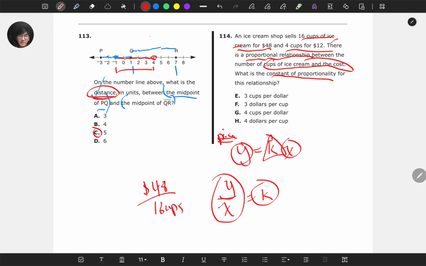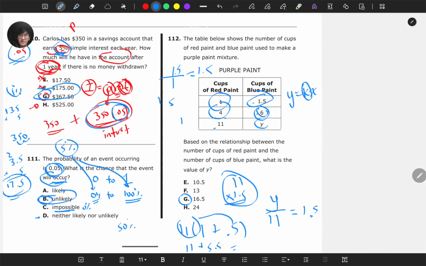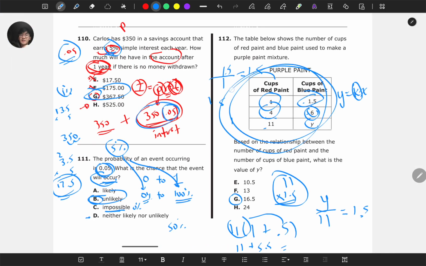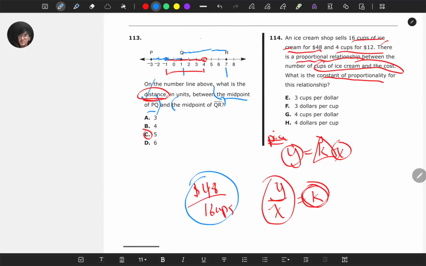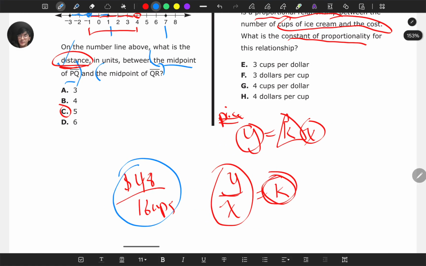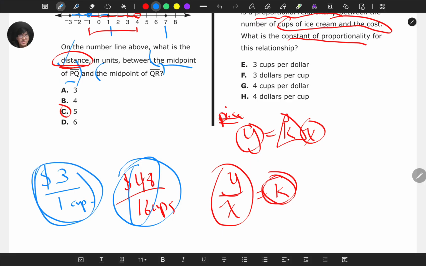Okay, and now if I wanted to find k, all I gotta do is just simplify this, right? Because this question is very similar to this, is it not? It's the same concept as some other questions that we went over. So we just gotta simplify this fraction. I know 16 goes into both 16 and 48, so the top becomes $3 over 1 cup. So that means that the answer should be anything that represents this, $3 per 1 cup. It's gotta be F.